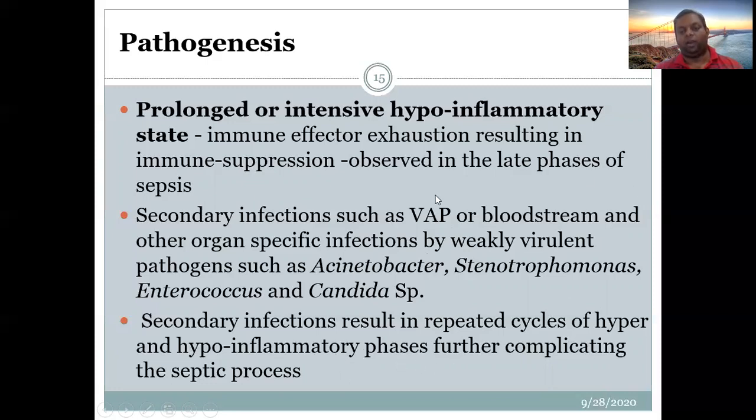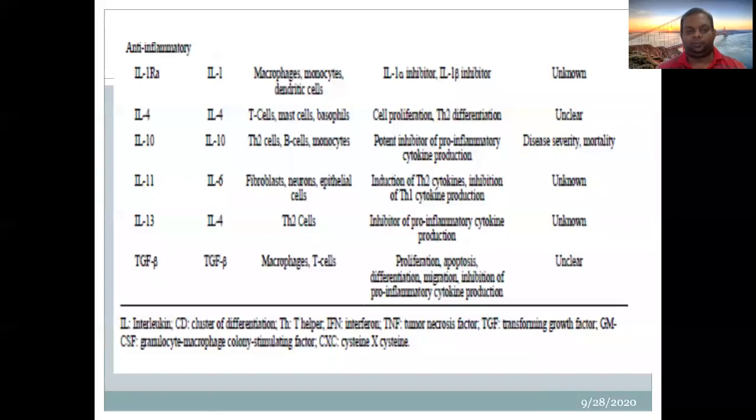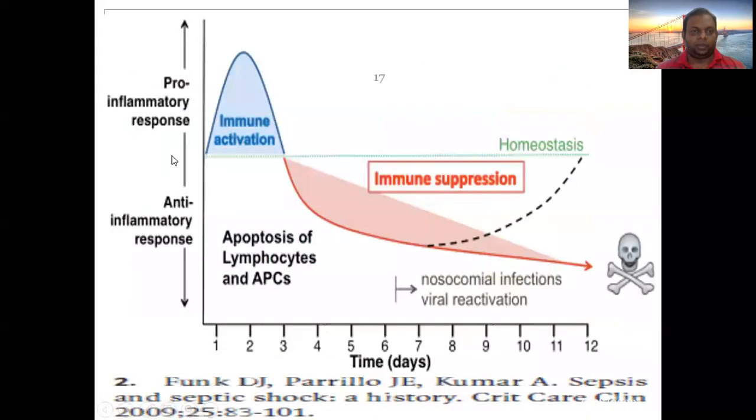It's going on like that. Because secondary infection leads to hyperinflammation, but the patient can't mount an immune response, so further it deteriorates. There are some anti-inflammatory cytokines there. So this is immune activation, a pro-inflammatory response. Later on, it goes to an anti-inflammatory response. So now it's the time for development of nosocomial infection.